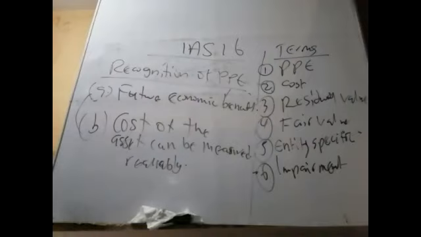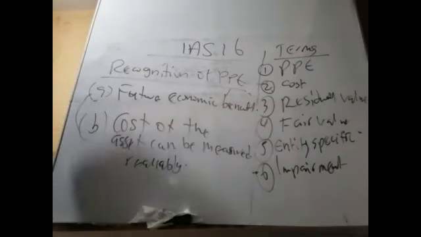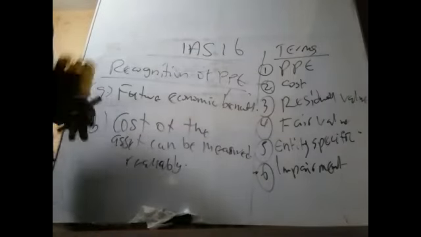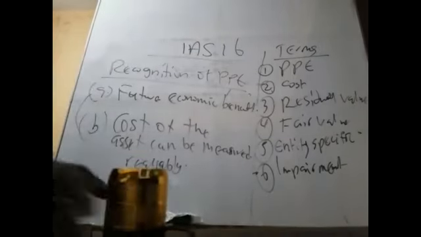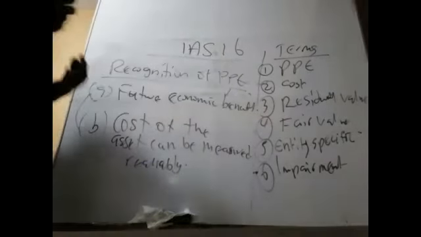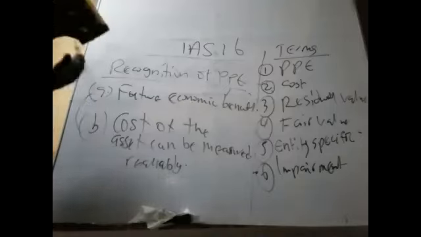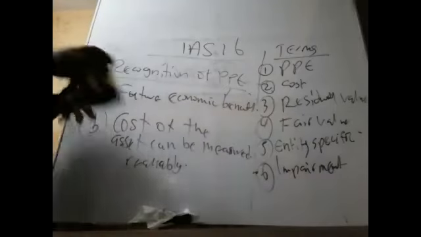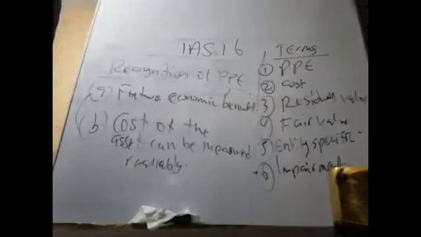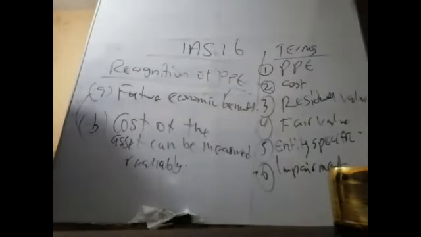Future economic benefit. It means that before we can record this asset as our PPE in our books, we have to make sure that the benefit will flow to us. So if we have an asset and the benefit will flow to someone else, that person receiving the benefit has an accounting right to record it, not us.